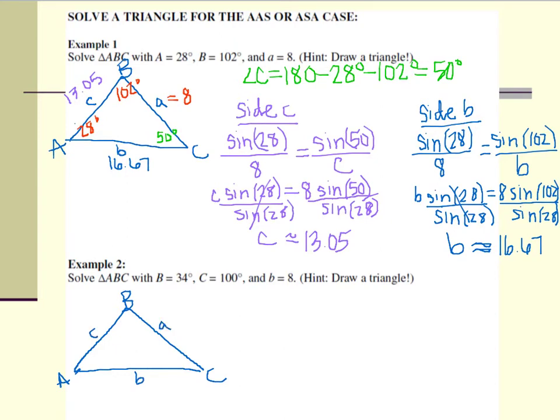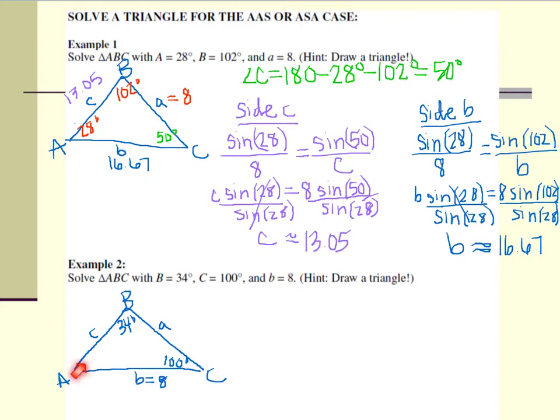Okay, I've drawn my triangle. Angle B is 34 degrees, so I'll put that in here. Angle C is 100 degrees, I'll put that in here. And then side B is 8, so I'll put that in here. So you've got to identify what angle and opposite side do you know. Well, you know this angle is 34 degrees and the opposite side is 8.